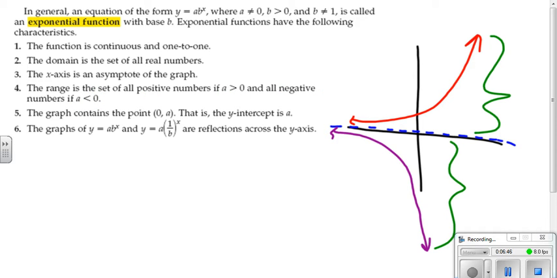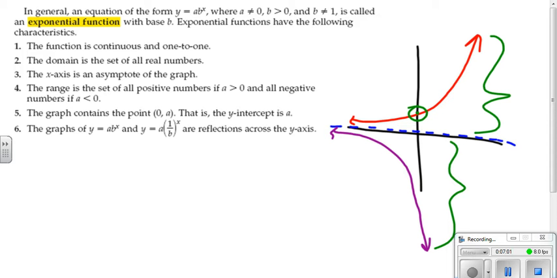The graph contains the point (0, a), that is, the y-intercept is a, so wherever your initial value is, like in this case, that's our initial value right there. We always start right on our y-axis and move from there.